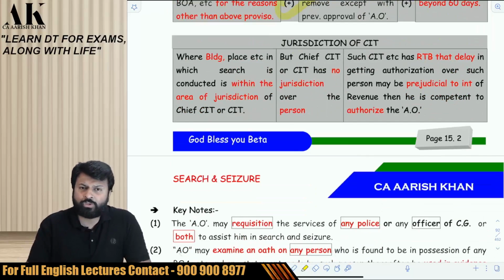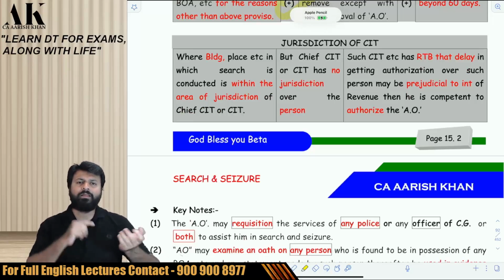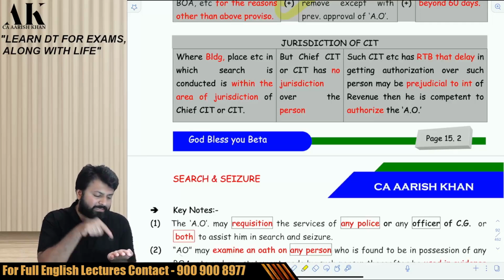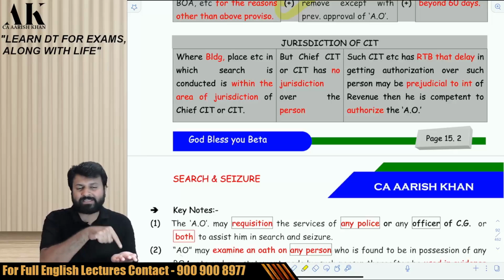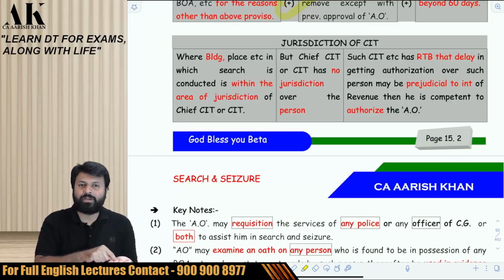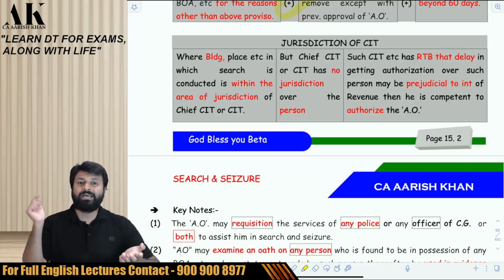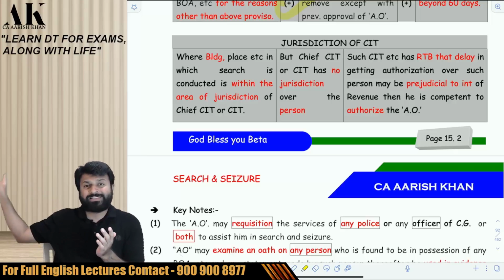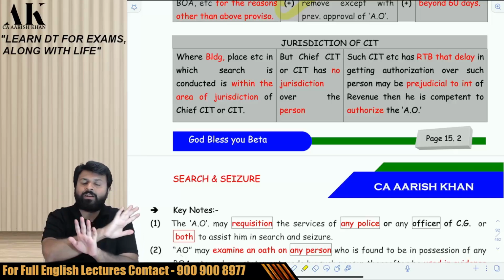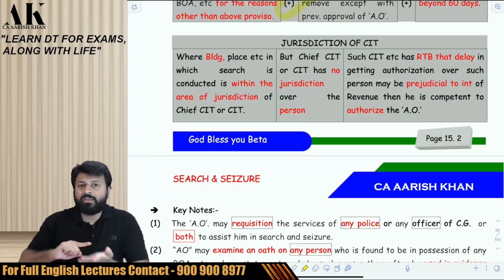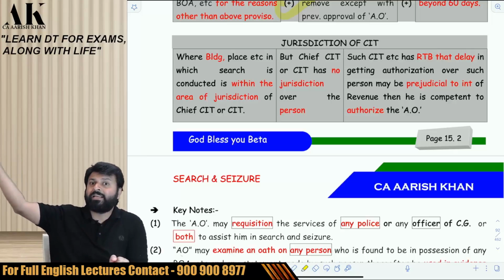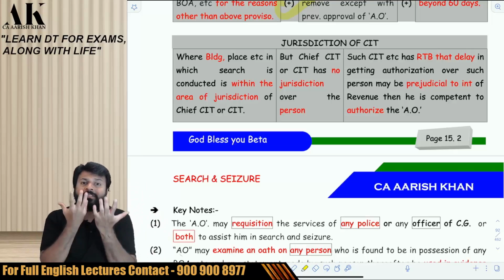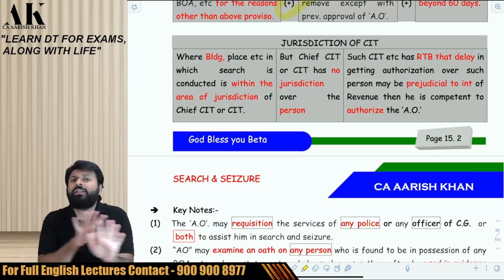Next, jurisdiction of CIT. Now this is a very interesting case. Suppose there is a property in Mumbai and there is a CIT in Mumbai. And the Mumbai CIT feels that in the property in Mumbai, there is some money or jewelry kept. But the problem is that the property belongs to a person who resides in, say, Chennai. Then the Mumbai CIT cannot give the authorization for search and seizure. He has to take an approval from the Chennai CIT. Chennai CIT will give an approval to Mumbai CIT, and then he can do search and seizure in Mumbai. Because the property is in the jurisdiction of Mumbai CIT, but the assessee is not.